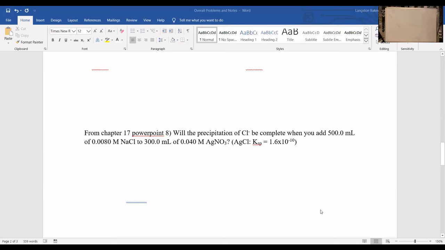Okay, so what we got? We got 500.0 milliliters of 0.0080 molar NaCl, and then 300.0 milliliters of 0.040 molar AgNO3. And I'm asking you if the precipitation of Cl minus will be complete, and basically what that means is, when we do our KSP thing, at equilibrium is the concentration of Cl minus 0? So that's the question. Then I give you the KSP of AgCl.